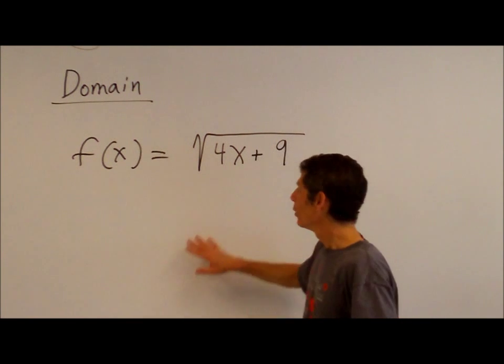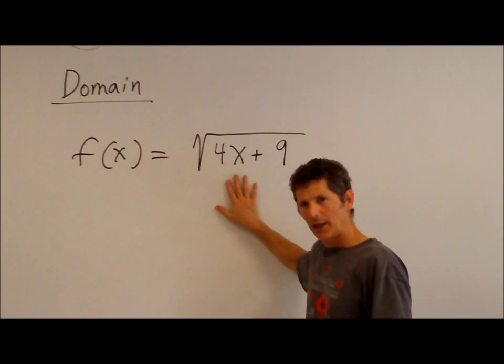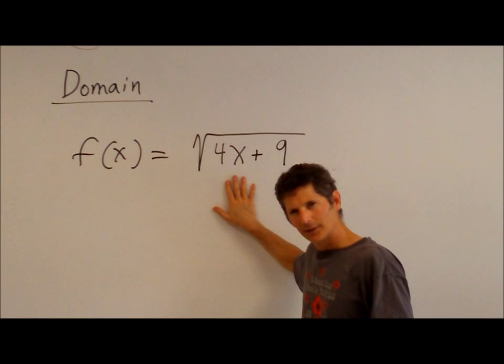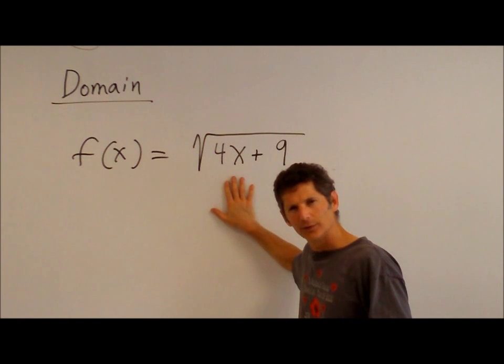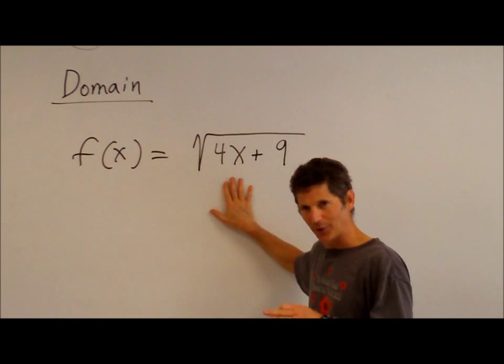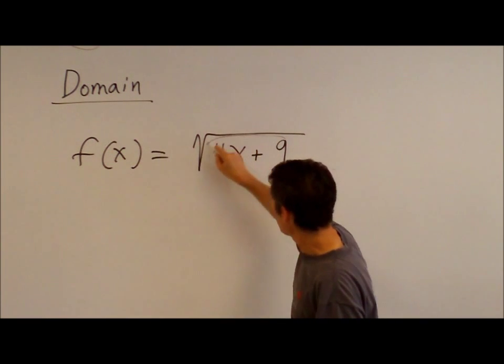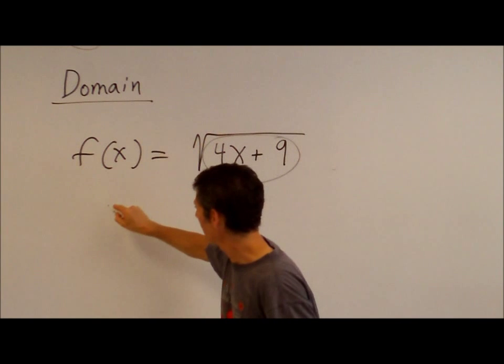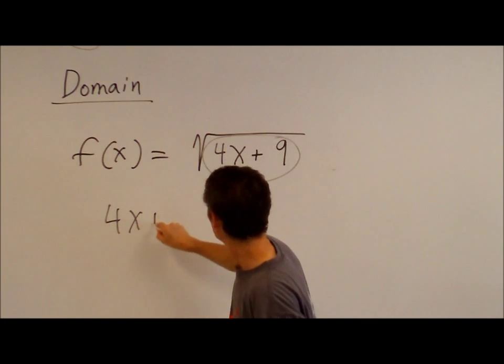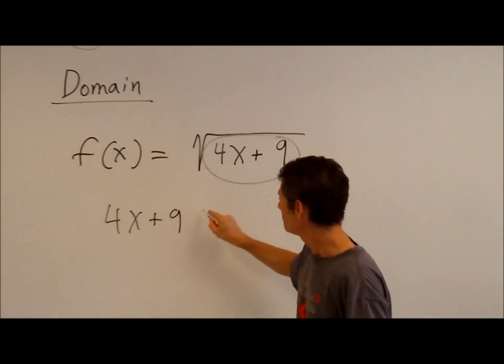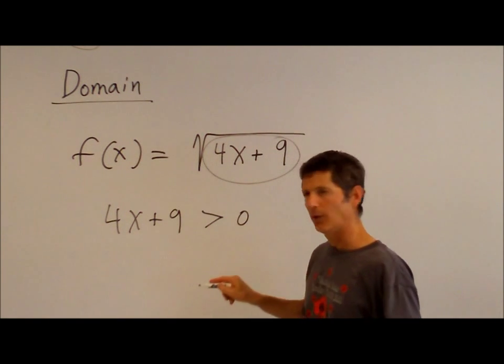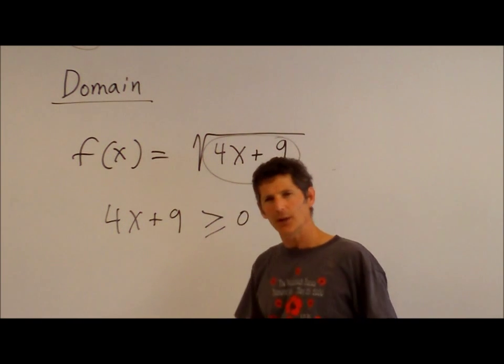So whatever is under the square root, can it be 0? What's the square root of 0? 0. So it can be 0. Sure. But it can't be negative. That's right. So would it be fair enough to say that whatever is underneath here, in this case 4x plus 9, must be greater than 0, but it can also be equal to 0.